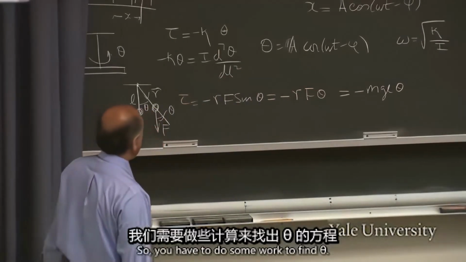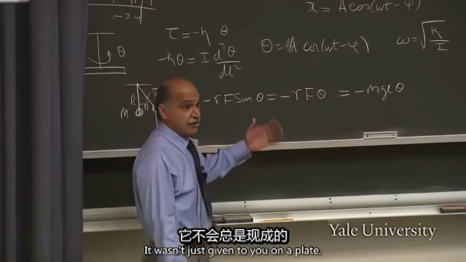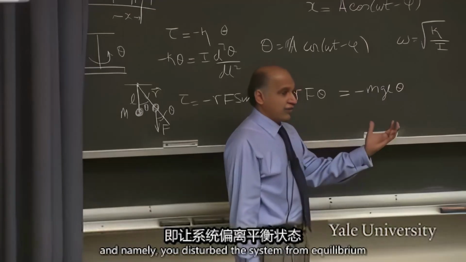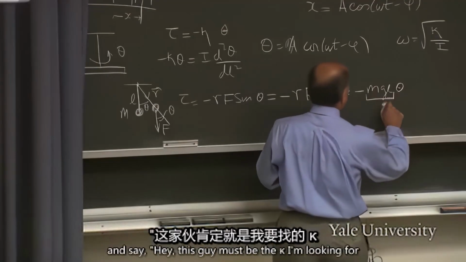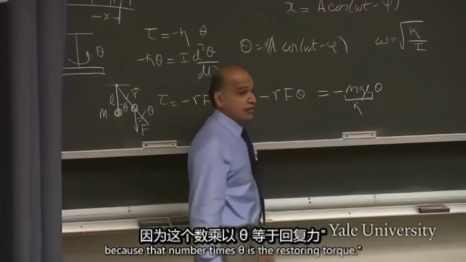So you have to do some work to find theta. It wasn't just given to you on a plate. You did this piece of thinking, and you disturbed the system from equilibrium and found the restoring torque. Then you stare at the formula and say, hey, this guy must be the kappa I'm looking for, because that number times theta is the restoring torque.